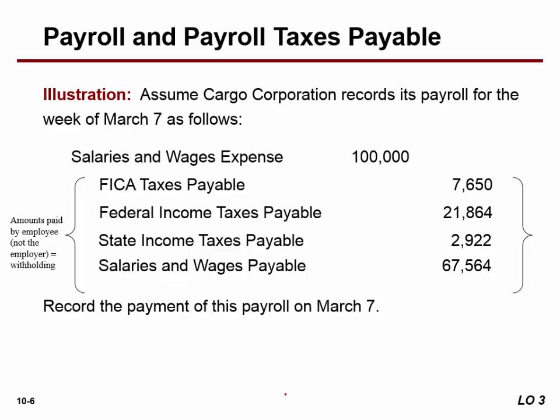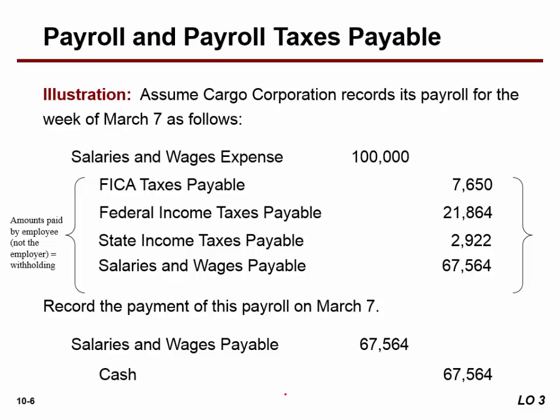Okay. Now you come over, and in this example, they tell me just to record the payment. The employee gets the net amount, right? And that's why that lady was upset, because she only got 67,000 when she thought she should have got 100,000 for the month. She's still doing pretty good, right? So let's assume that's their whole payroll.